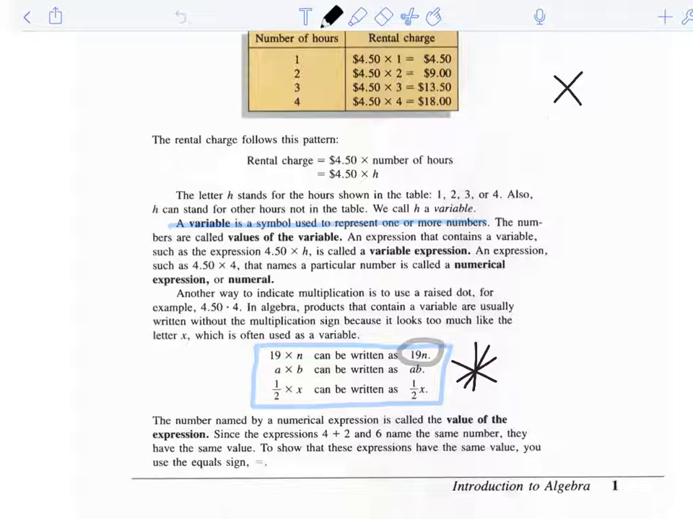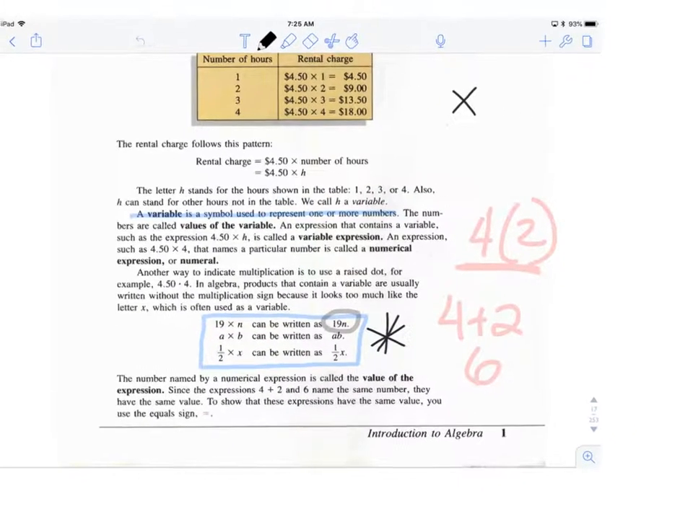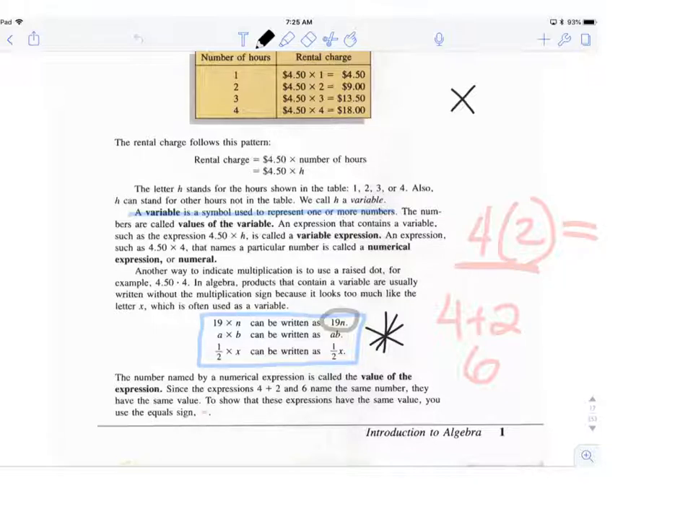Okay? You can also write two letters next to each other, and you're going to know that the understood operation there is multiplication. So again, when we're seeing the x's now, those are going to be variables. Now, you might also see multiplication represented with parentheses. If it asks you to find the value of an expression, like before when I did the 4 plus 2, I knew the value of that expression was 6. Over here, the value of this expression, 4 times 2, is 8.